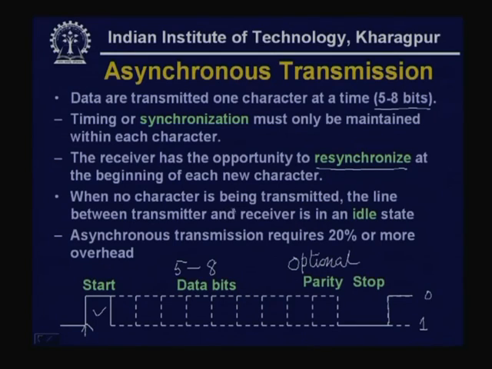When no character is being transmitted, the line between the transmitter and receiver is in the idle state. So, this is the idle state. A character can be sent, then the line can remain idle, then another character can be sent, which is synchronized. We have already seen that asynchronous transmission requires 20% or more overhead. So asynchronous transmission is very simple and self synchronizing, but it is not very efficient because of high overhead.